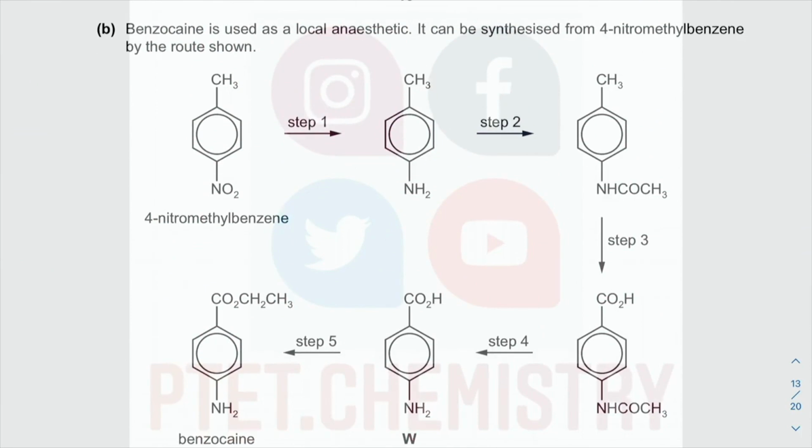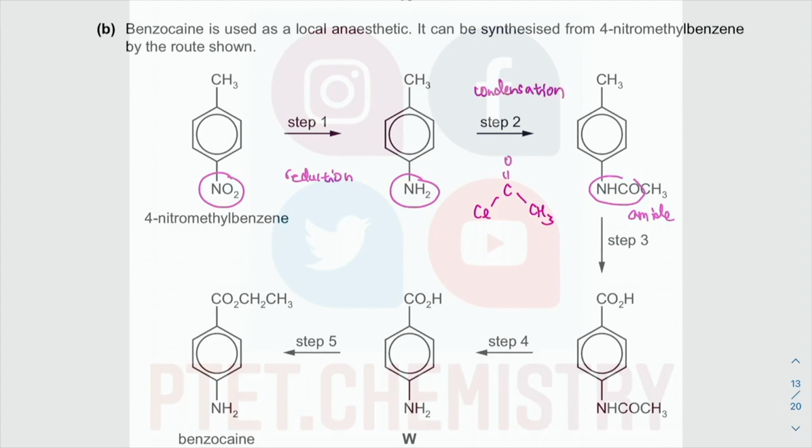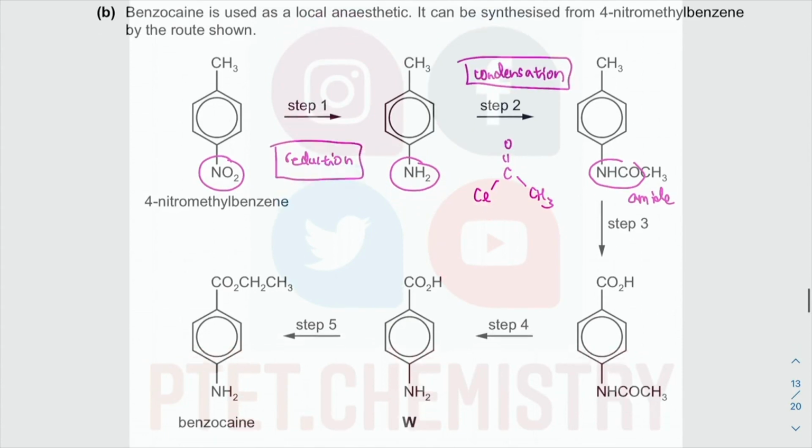Okay, so next bit is about benzocaine. So from step 1, in fact in step 1 you can see there is the reduction of the nitro group, and then this is an amide. So an amine can form an amide. You will need, however, an acyl chloride, and there will be a condensation reaction. When you form an amide, it's called a condensation reaction, back in AS introductory organic chemistry.